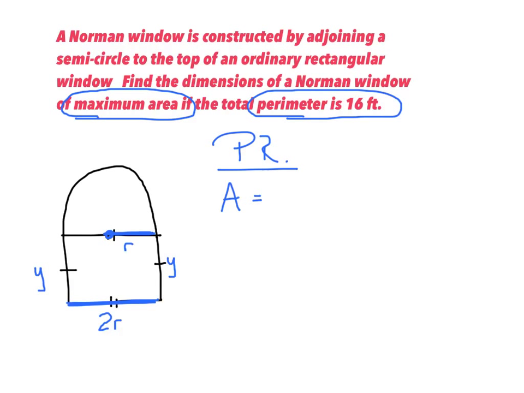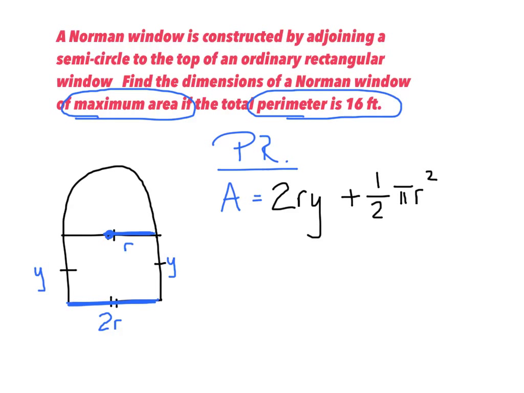All right. Now, we want to maximize the area. So let's go ahead and write the area function. The area of this rectangle is just length times width. So I'm going to say that's 2 times r times y, plus I need the area of a semicircle. Now notice I'm using the word semi. That means it's half a circle. So that's 1/2 pi r squared.